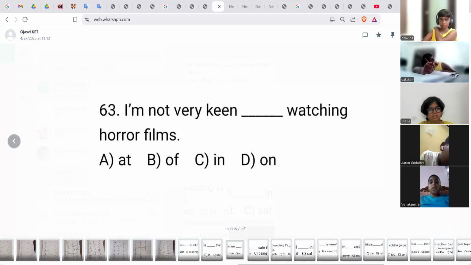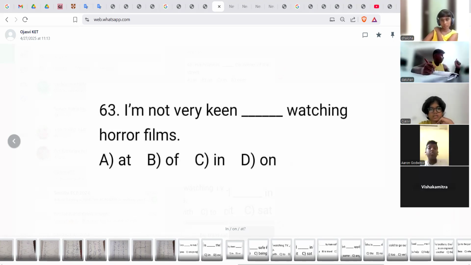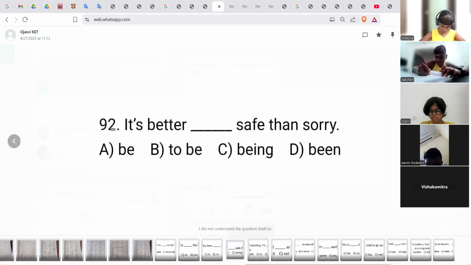Now this is a pretty standard one. I am not very keen. Daksha, can you say this? I am not very keen. Whenever keen is coming, what is going to come? Sir, keen of horror movies. No. On, sir. Always it's going to be keen on. Note it down, Daksha. Okay, sir. Keen on.